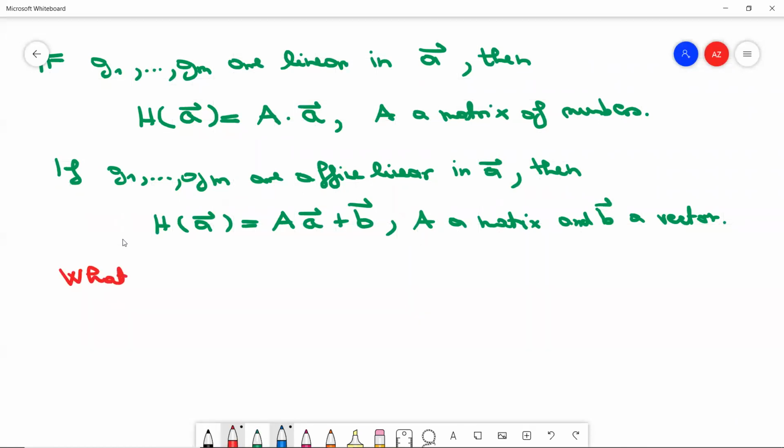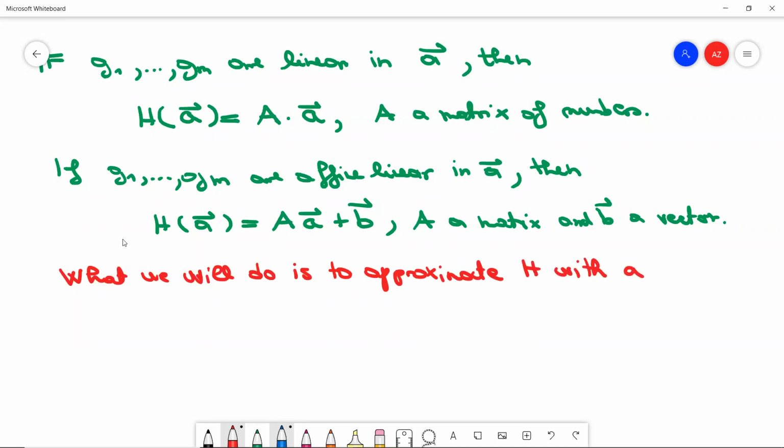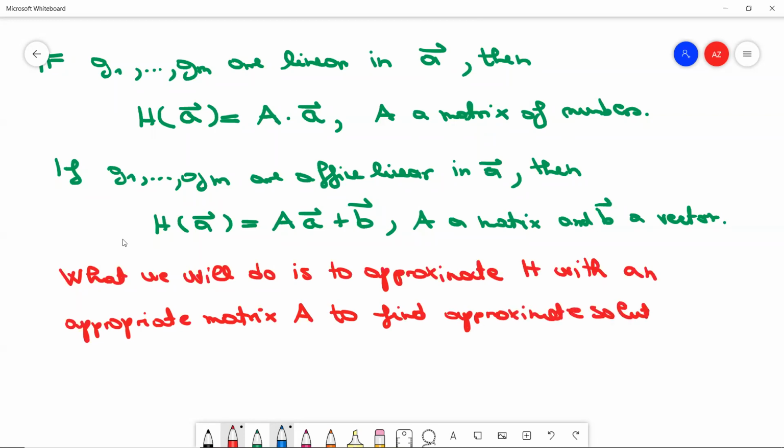So what we will do is to approximate H with an appropriate matrix A to find the approximate solution of H of A is equal to 0. So this is the question.